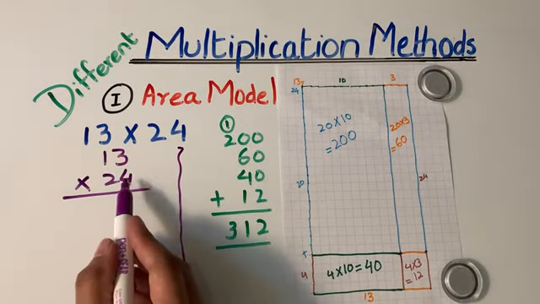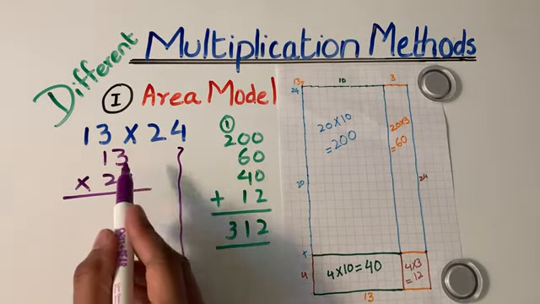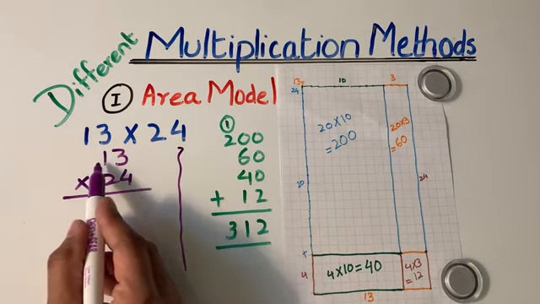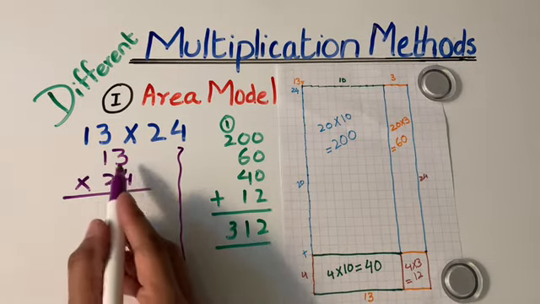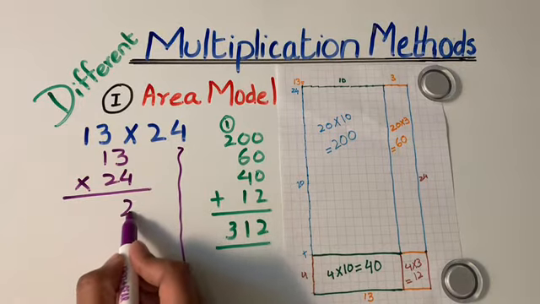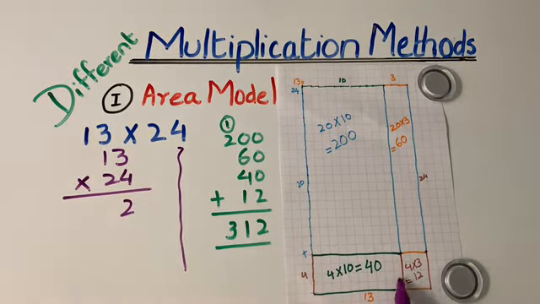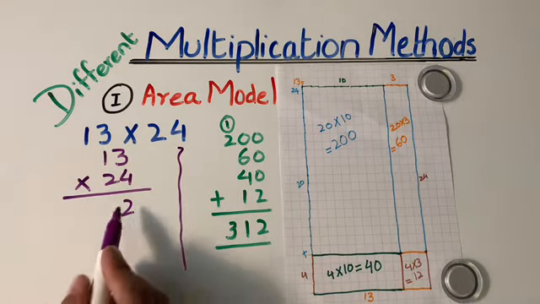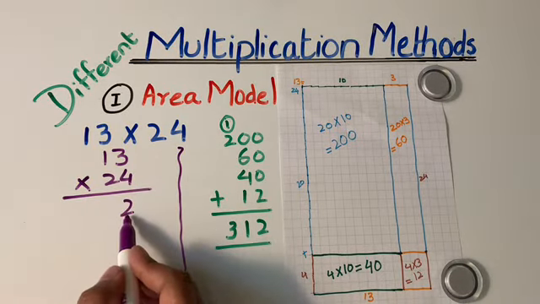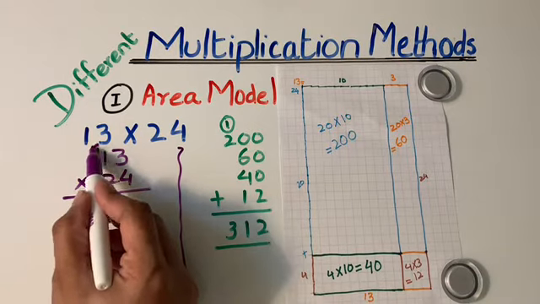So first I'm going to multiply 4 by 3, and then I'm going to multiply 4 by 1. So let's start. 4 times 3 is 12. In fact, this part is representing this section. 4 times 3 is 12, 2 and 1 is carry.